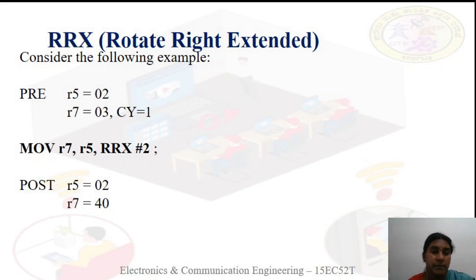You take this example. In this example, R5 is equal to 02 and R7 is equal to 03, and I took carry as 1. Previously, I set carry as 1. R5 means 0000 0010. For the first time, it will be shifting. Shifting means the carry will be becoming the MSB and it is rotating right. Then the answer will be 1000 0001, with carry 0. For the next shift, the carry is now 0, it is shifted in as the MSB, so 0100 0000 and the carry will be 1. So the answer is 40.